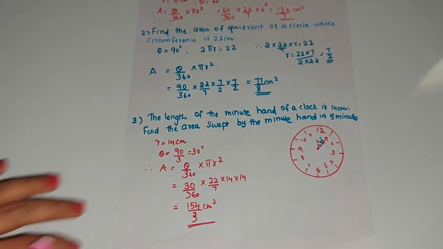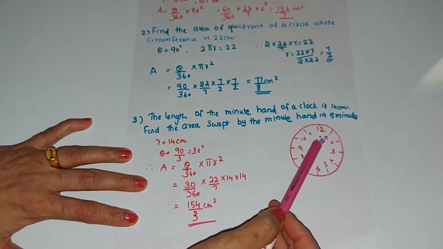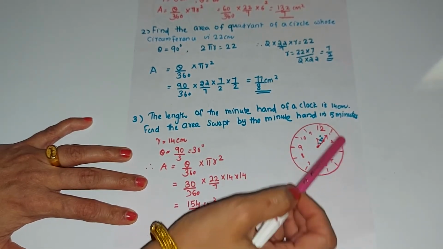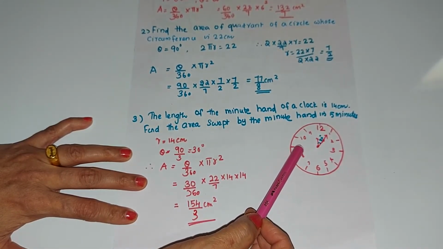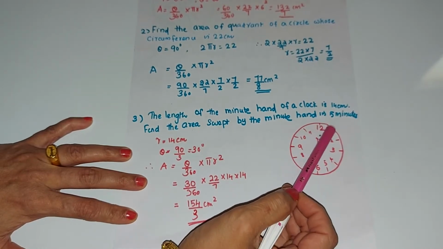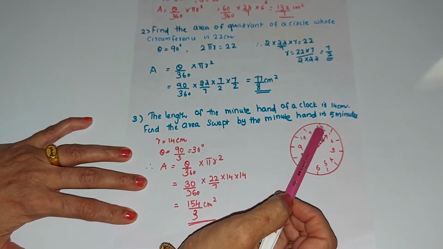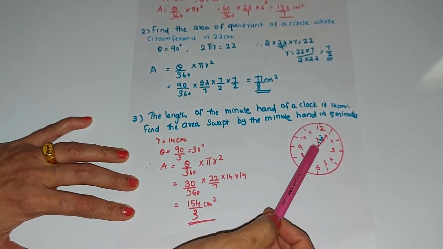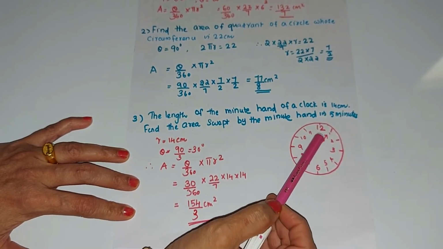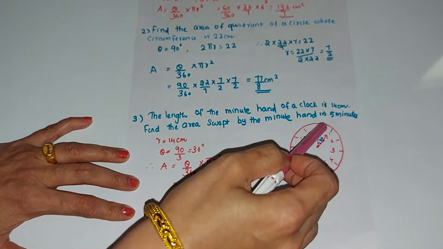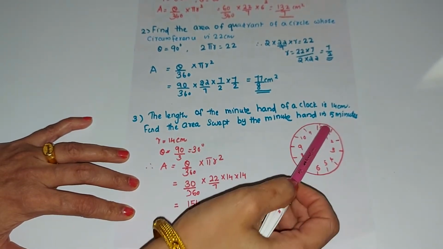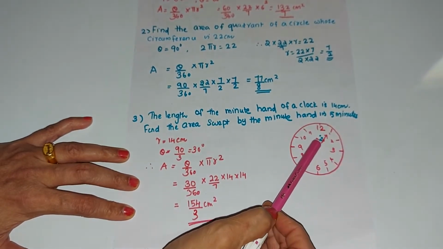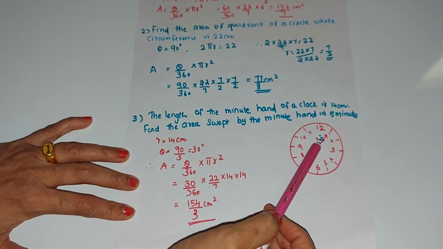So 5 minutes means from 12 to 1. The angle is 30 degree. You know a complete angle is equal to 360. To get the angle between two numbers, you divide 360 by 12, because we divide the whole part into 12 divisions. So to get one division, you divide 360 by 12 and you will get 30. So between two numbers the angle is 30.